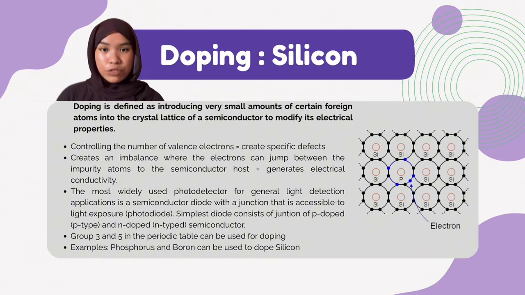Elements from group 3 and group 5 of the periodic table are commonly used. For example, boron, a group 3 element, produces p-type silicon by creating holes, while phosphorus, a group 5 element, produces n-type silicon by supplying extra electrons. These p-type and n-type materials form a p-n junction, which is the basis of semiconductor devices such as diodes and photodiodes used for light detection.